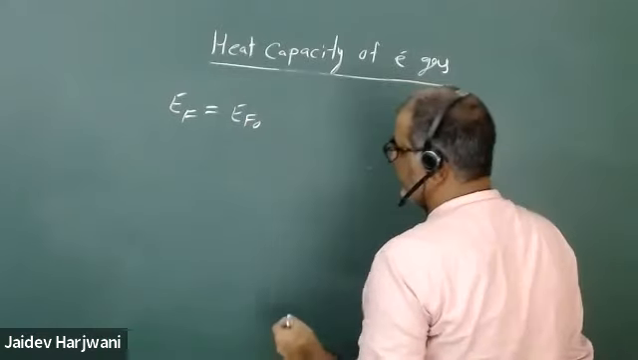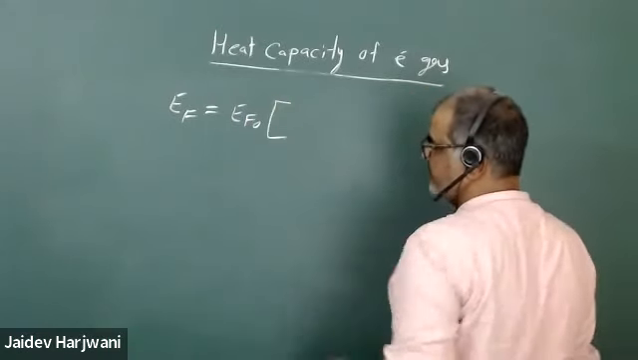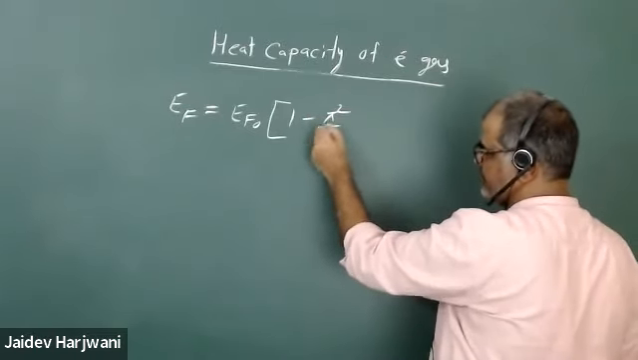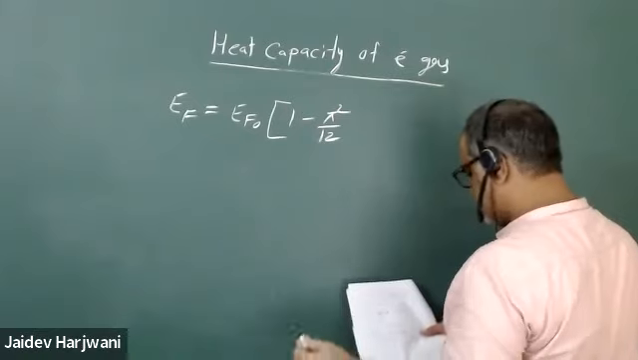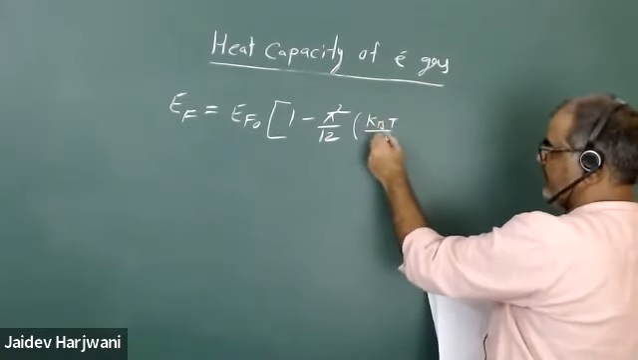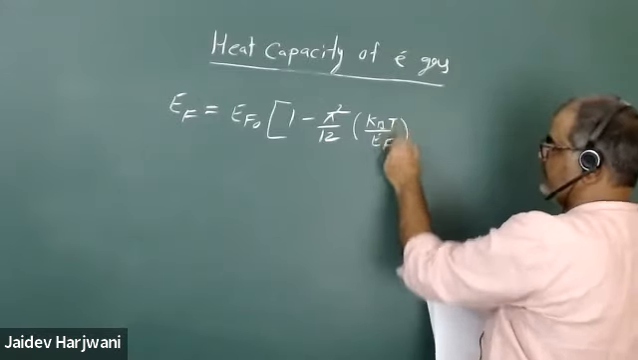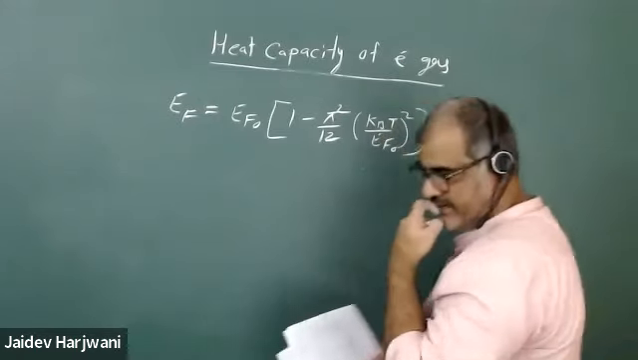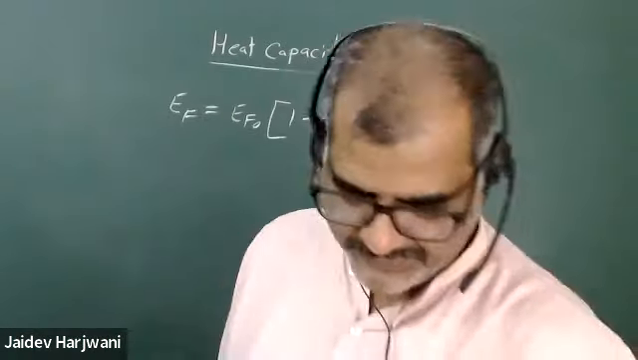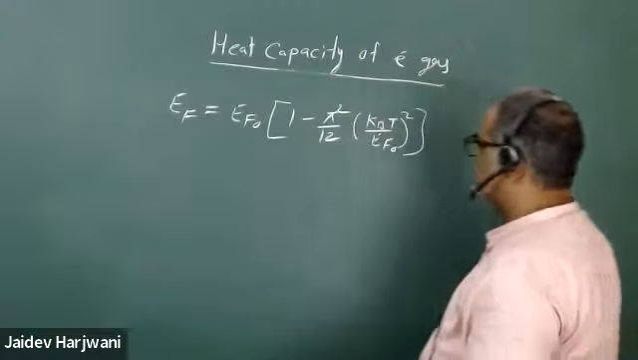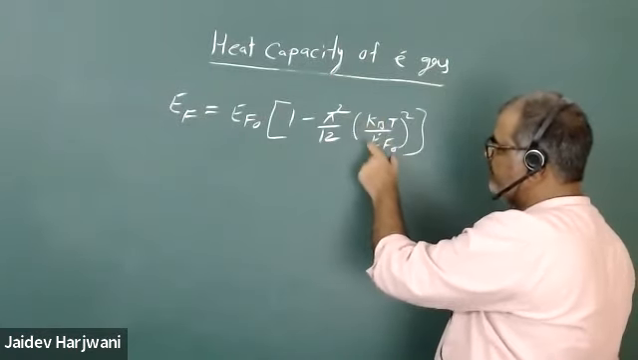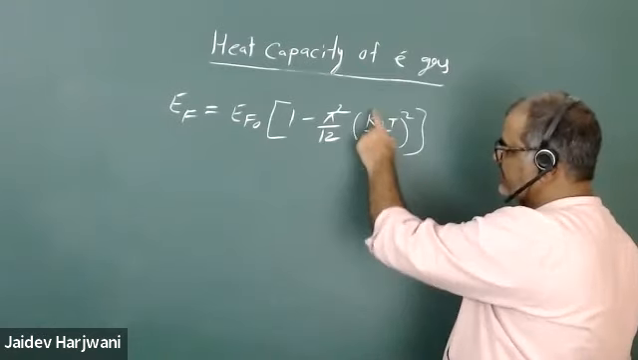If I write the temperature dependence of this Fermi level, the exact expression, we are not deriving it. This expression is kBT upon E_F naught, squared. This is the temperature dependence of the Fermi level, but this dependence is very small, very negligible compared to kBT. I told you the EF is very large.